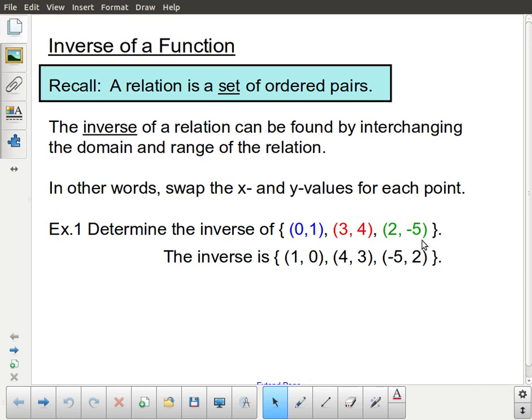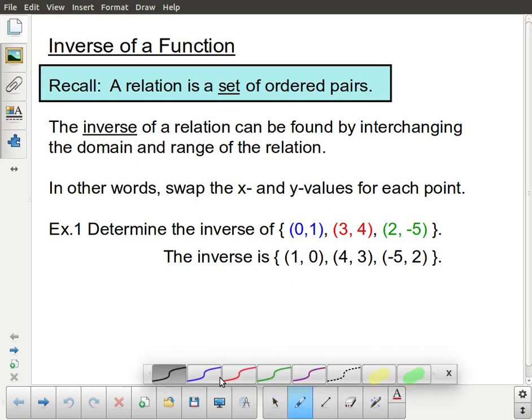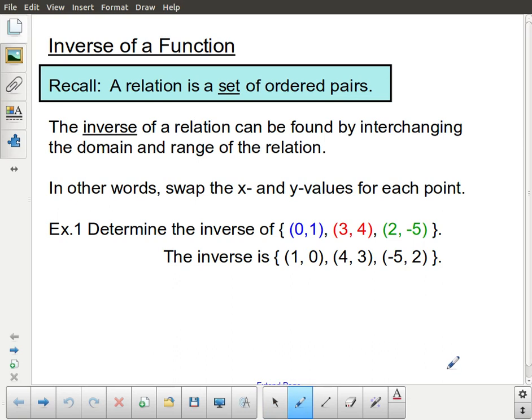It could be represented as a graph. It could be represented as an equation. But all of those things essentially define a set of ordered pairs, an x and a y, an independent variable and a dependent variable. So if we start from there, then when we talk about an inverse of a relation, essentially what we're doing is we are reversing the pairings. Another way of saying that is that we take the x and y values and we swap them.